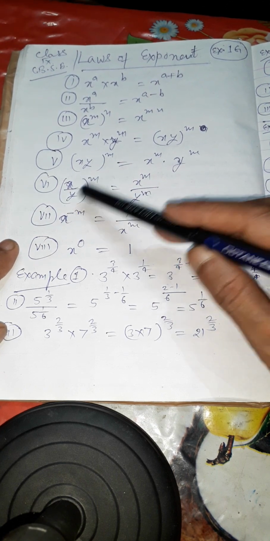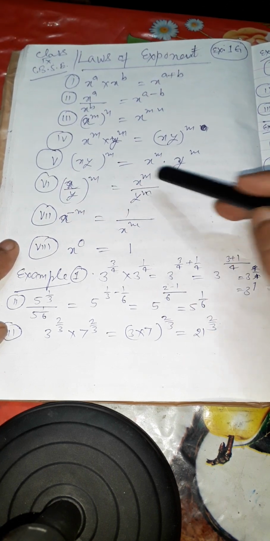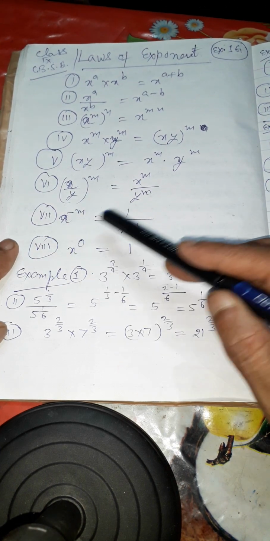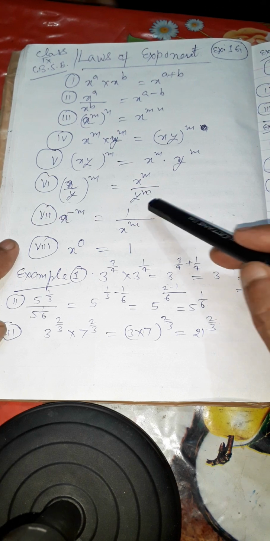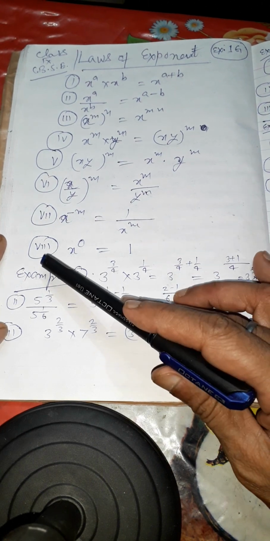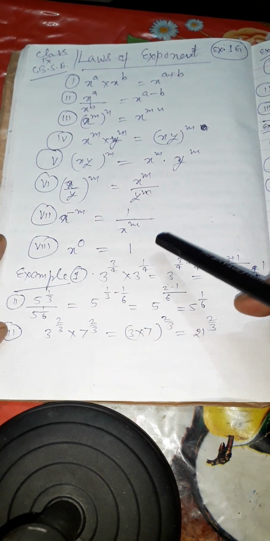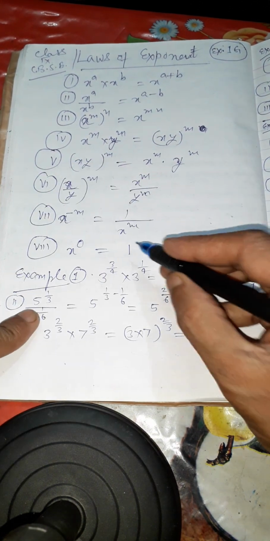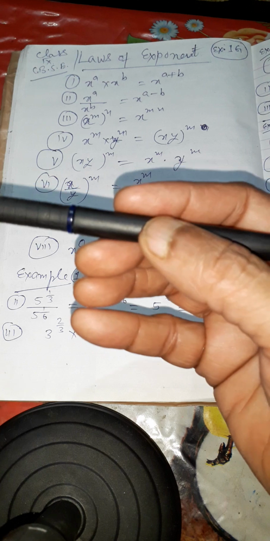Sixth, x upon y to the power m is x to the power m upon y to the power m. Next, seventh formula, x to the power minus m means 1 upon x to the power m. 8th formula, x to the power 0 is equal to 1. These are the basic formulas, and each and every student should learn these formulas.